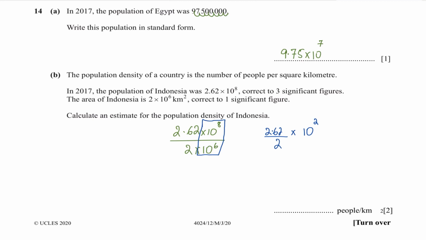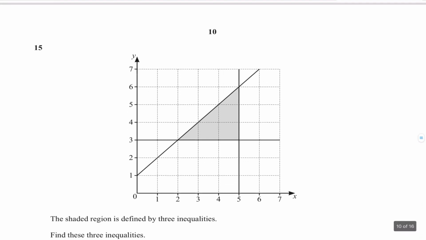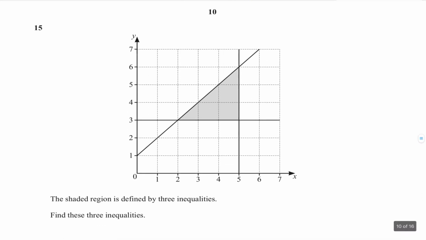So I can first multiply 2.62 by 10 squared, which is basically 100. So this is what this is going to turn into, 2.62 multiplied by 100 upon 2. If I multiply 2.62 by 100, that's going to give me 262, and then if I divide this by 2, that's going to give me 131. So my final answer is going to be 131 people per square kilometer, and that's the population density of Indonesia. Okay. So we move on to question number 15, and this is related to inequalities.